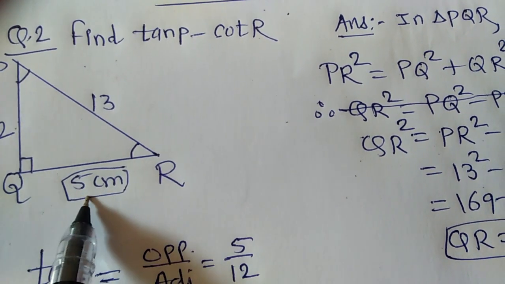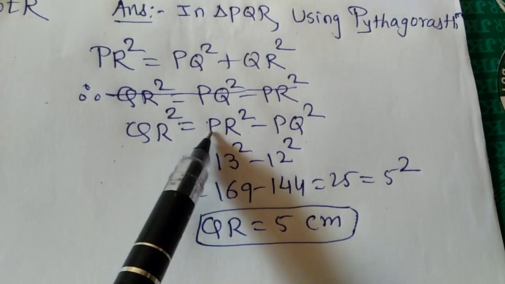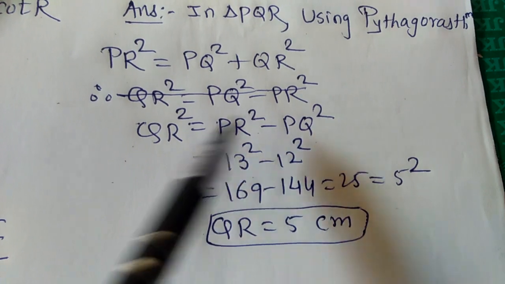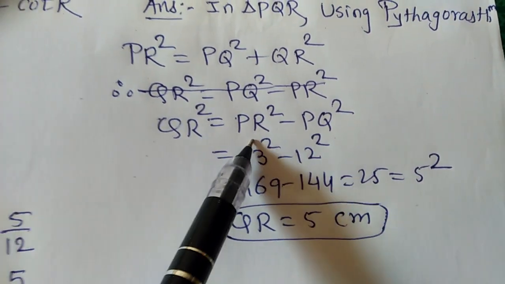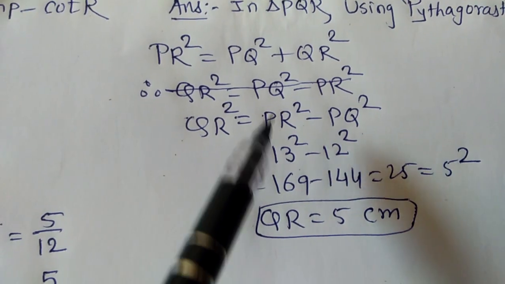But we don't know the QR. Then what we will do? QR square is PR square minus PQ square. Put the value. What is PR in the figure? 13. Then we write 13 square.